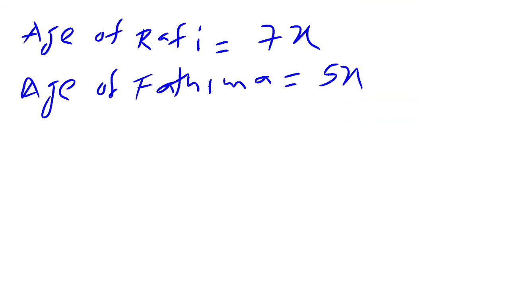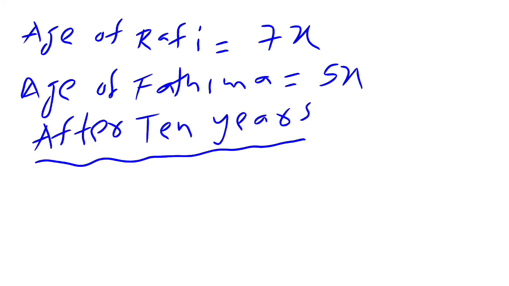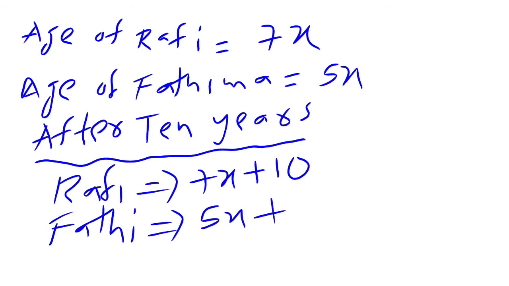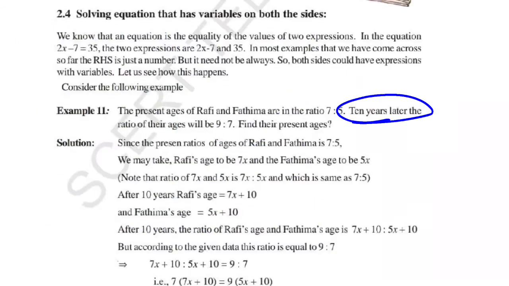So let's find out their ages after 10 years. After 10 years the age of Rafi will become, present age is 7x, so after 10 years 7x plus 10, and the age of Fatima, present age is 5x plus 10. Now the question is, after 10 years their ratio is 9:7. So let's find out their ratio.